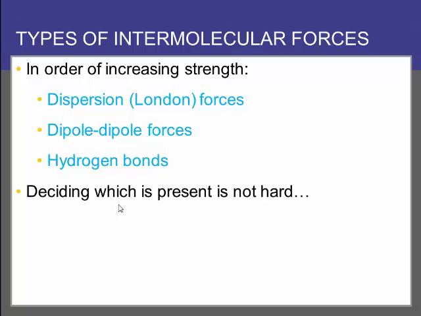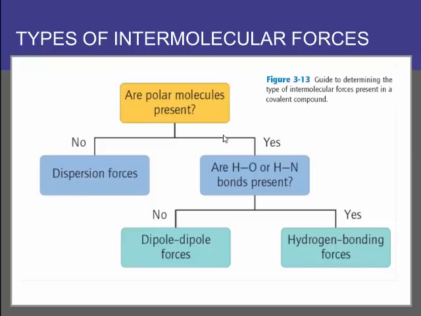And in order to decide which is present, again, we need a proper Lewis structure, and we need to identify whether the molecule is polar and which bonds are polar. So deciding which is present is not hard. First thing we ask ourselves, are polar molecules present? If the answer is no, the only forces that are present are dispersion forces. These are present in all molecules. So every molecule will have dispersion forces to some extent.